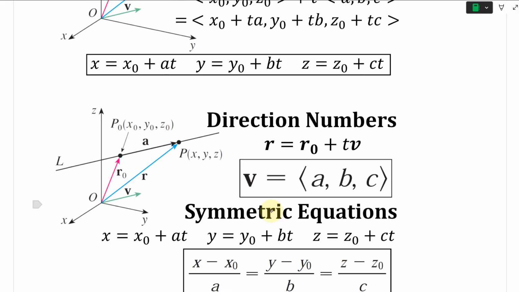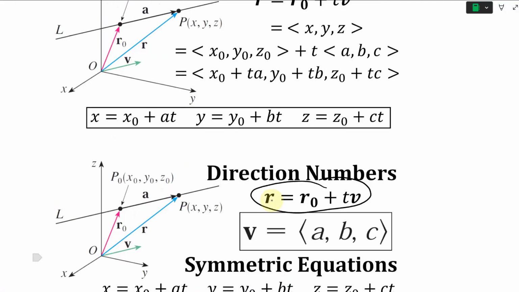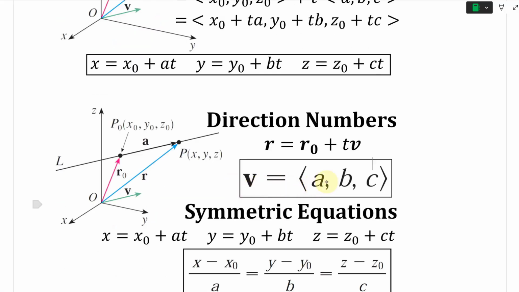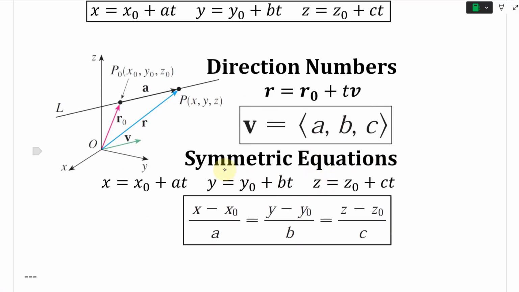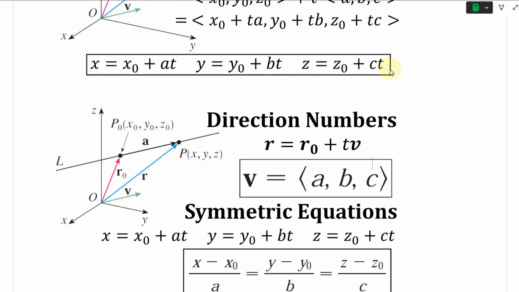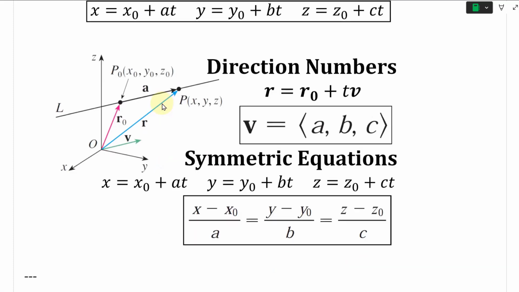And then lastly, the symmetric equations, again starting with the vector equation, r equals r naught plus tv. The direction numbers are these: they give you the direction of the line. So the v vector has components a, b, and c. For the symmetric equations, we take the parametric equations and solve each for t, then equate them all. In other words, x minus x naught, divided by a, equals t.